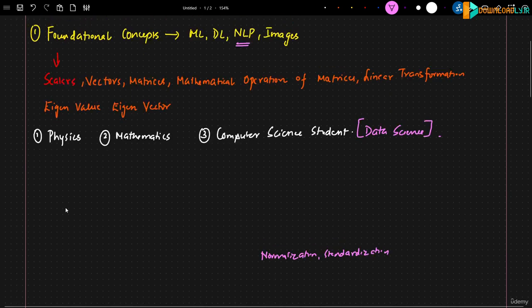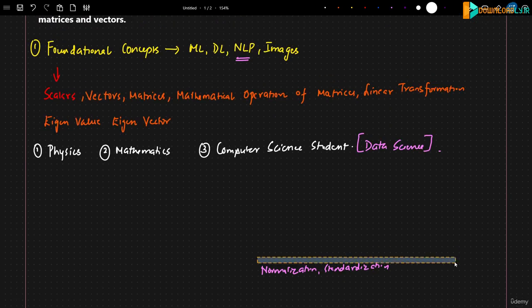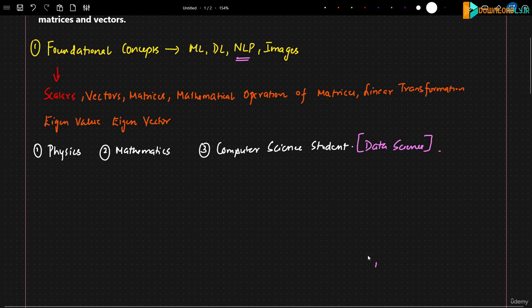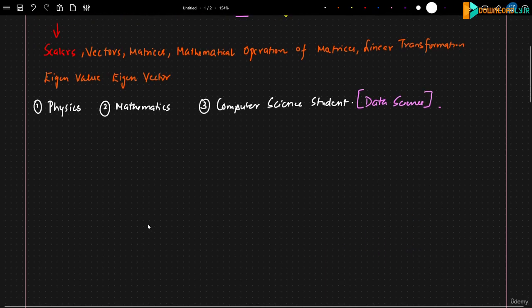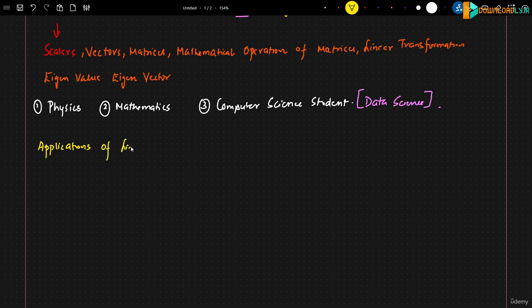Now let us go ahead and understand. I've written normalization and standardization. I will discuss this later, but let me just go ahead and talk about some of the important applications of linear algebra. And again, as I said, as a computer science student, I will not be talking about use cases with respect to physics or mathematics. Mostly the use cases will be based on the kind of work that we specifically do in data science.